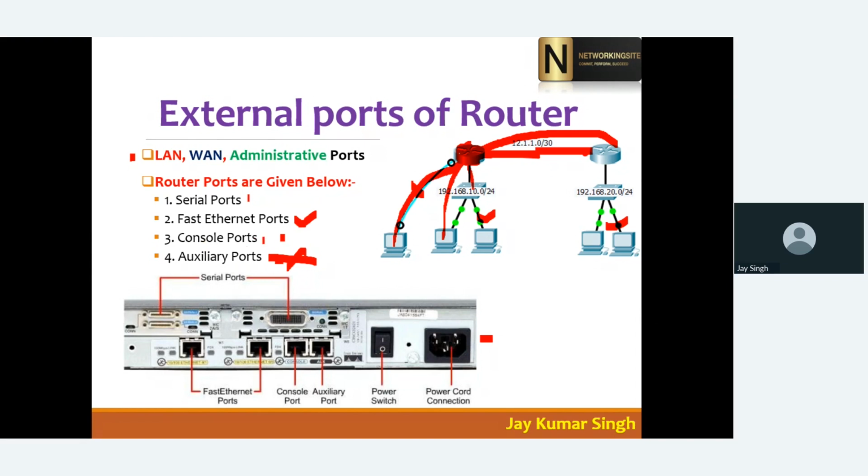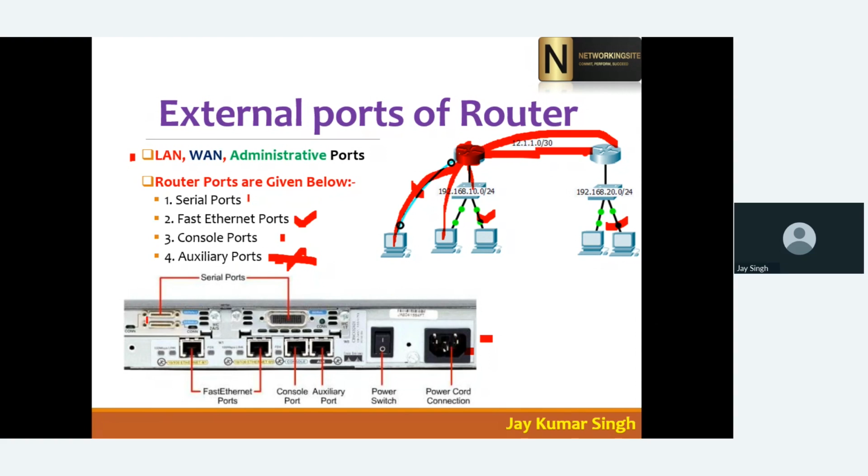Now here we have some kind of auxiliary port. I told you auxiliary ports are not in use, but we have to know this. Okay, so we'll come to know auxiliary port. Now here we have power switch. Power switch is just to turn on or off, or you can say restart the router. Okay, and this is the power cord where you are putting the connection here.